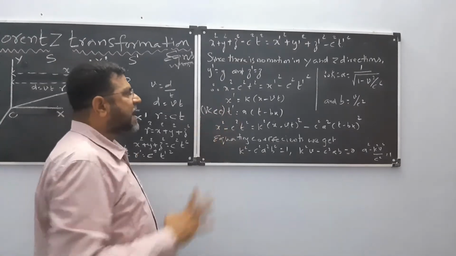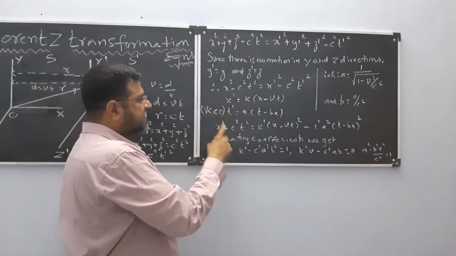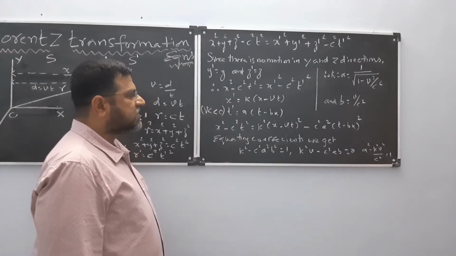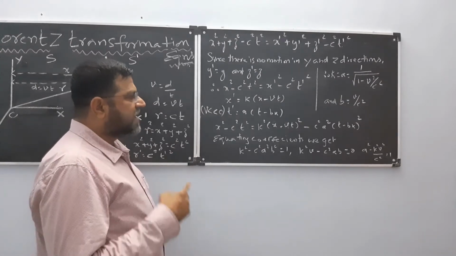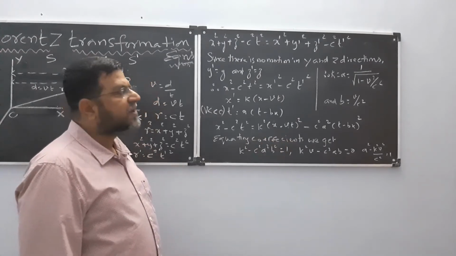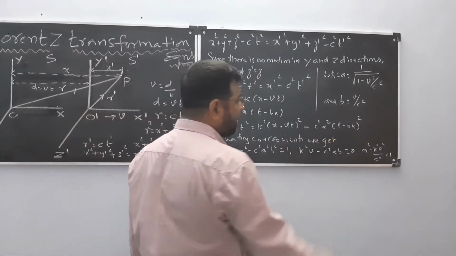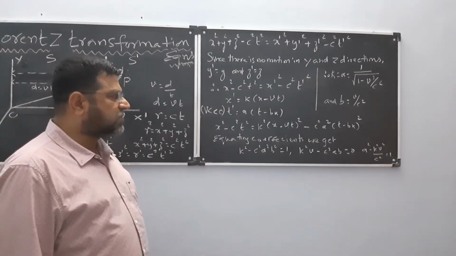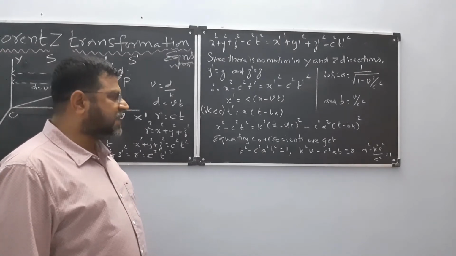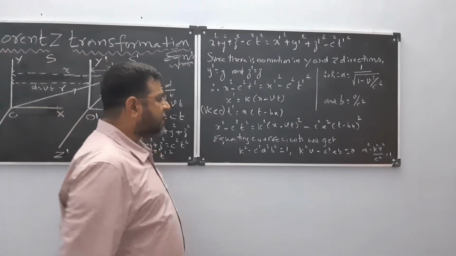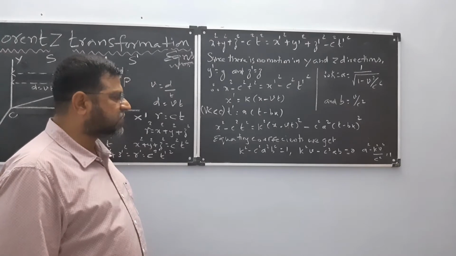So substituting these values, we can write the above equation as X square minus C square T square equal to K square into X minus Vt the whole square minus C square A square into T minus Bx the whole square. Now we have to expand X minus Vt the whole square in the form of A minus B whole square, and we have to expand T minus Bx in the form of A minus B whole square. When you expand these two and substitute, you will get one equation. After getting that equation, when you equate the coefficients, you will get K square minus C square into A square B square equal to 1. K square V minus C square AB is equal to 0.